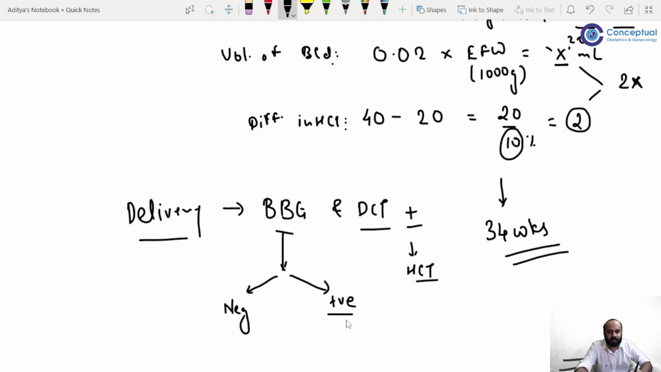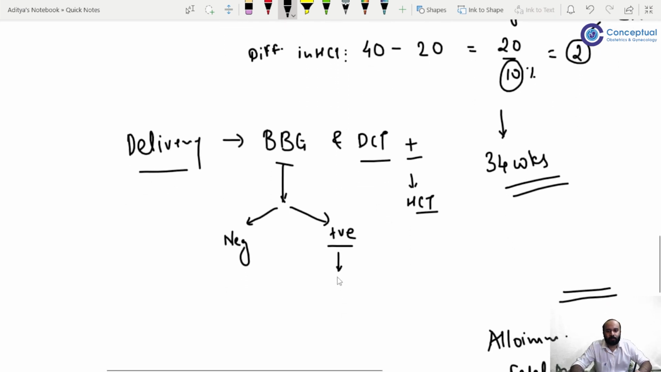irrespective of the DCT status, the female has to receive injection NTD again. Fine. Again, the dose is going to be 300 microgram.